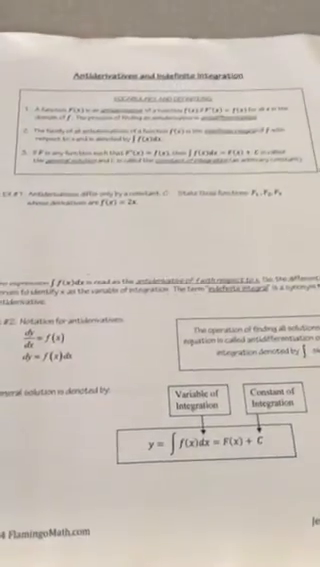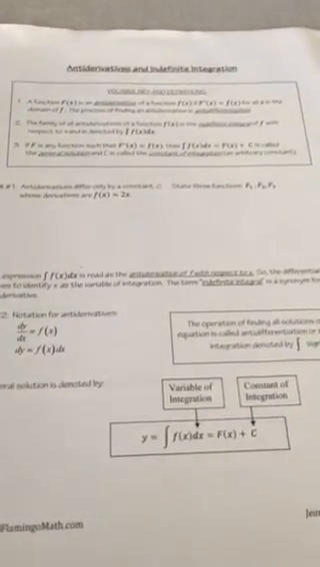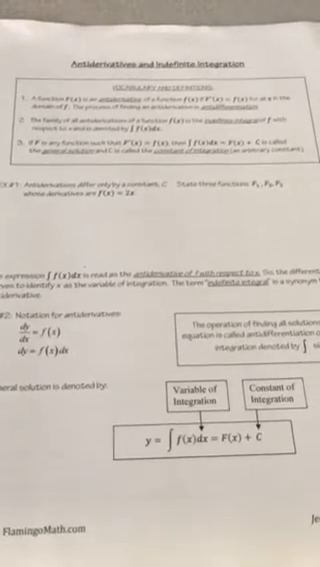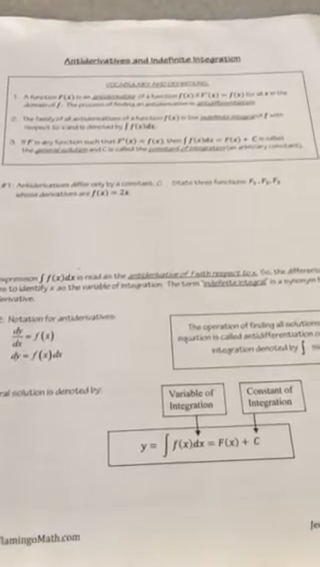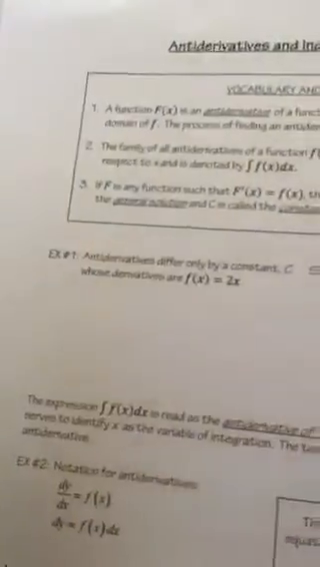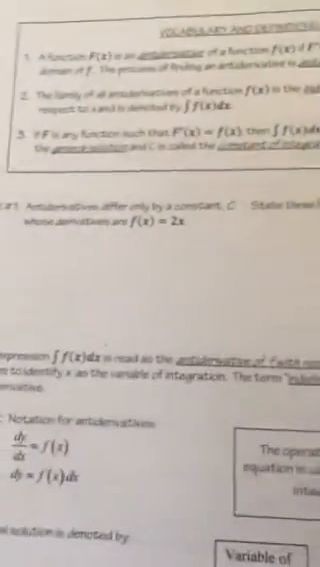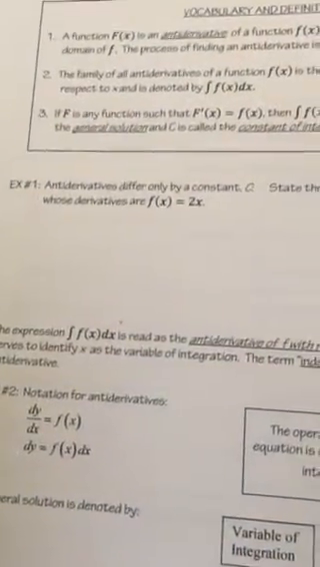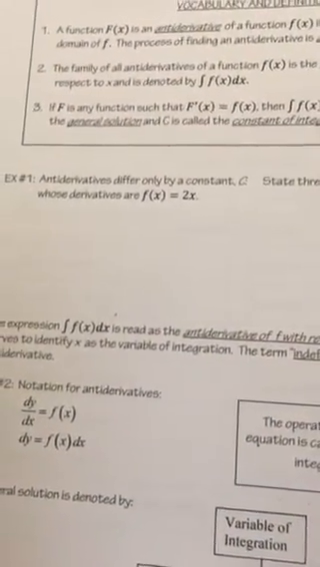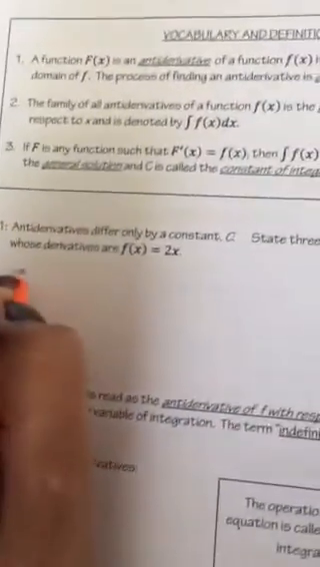So if we look at example 1, it says antiderivatives differ only by a constant C. State three functions F1, F2, and F3 whose derivatives are f of x equal to 2x. Well, if you can just think of three functions such that their derivative is 2x, you could think of plenty of them.